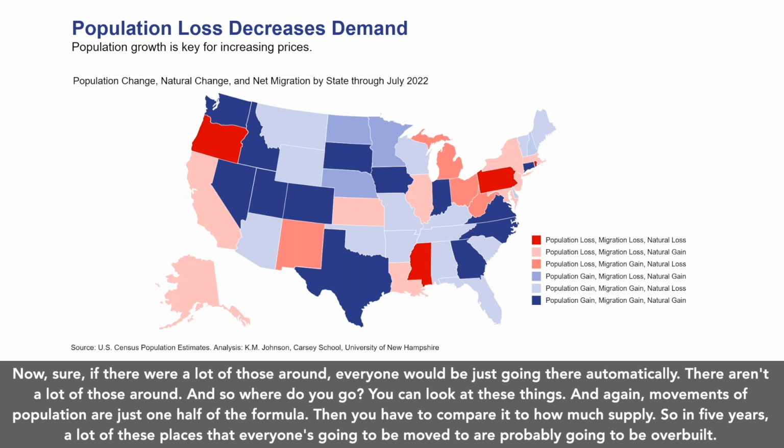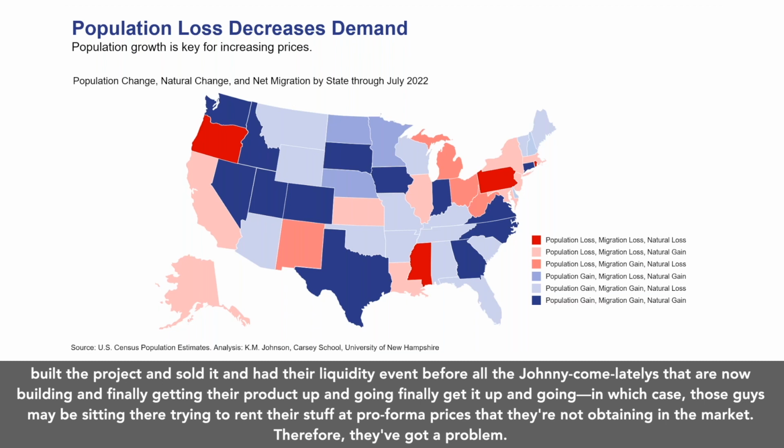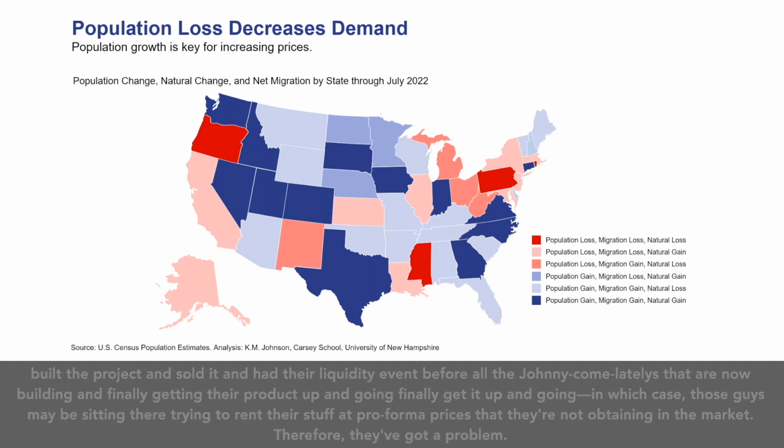So in 5 years, a lot of these places that everyone's going to be moved to are probably going to be overbuilt. And then the guy that was the last guy in is probably going to not have a successful project. The guys that were there early, they're going to have the successful projects because they're going to have already gotten through the regulators, acquired their land, their financing, built the project, and sold it, and had their liquidity event before all the Johnny-come-latelys that are now building and finally getting their product up and going, in which case those guys may be sitting there trying to rent their stuff at pro forma prices that they're not obtaining in the market, and so therefore they've got a problem.